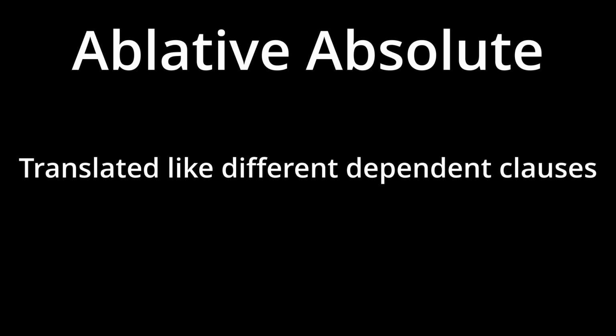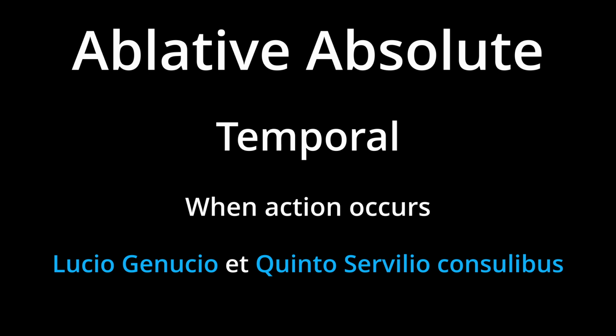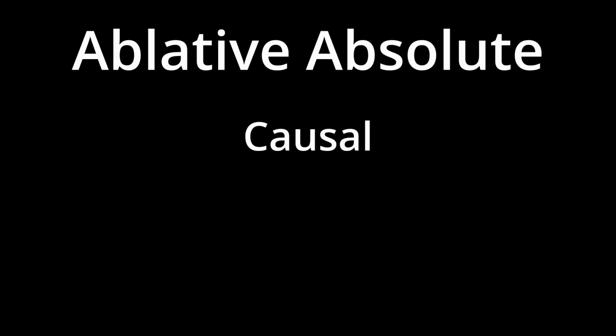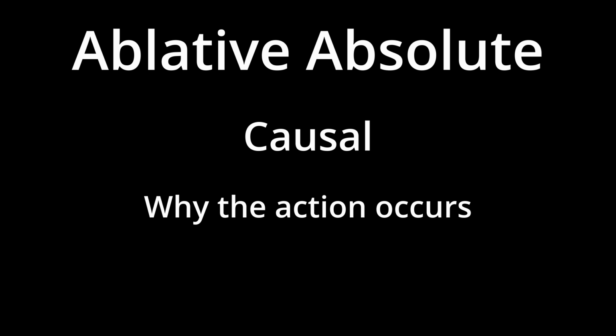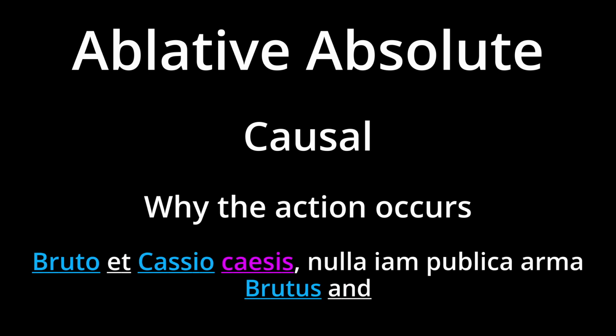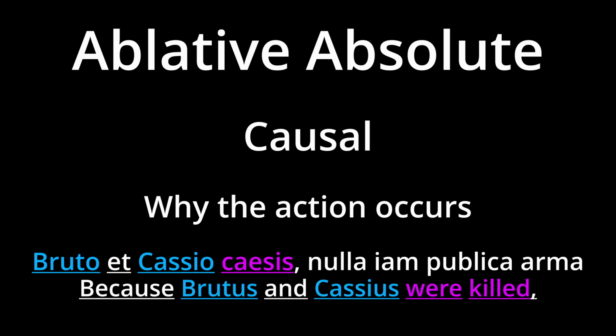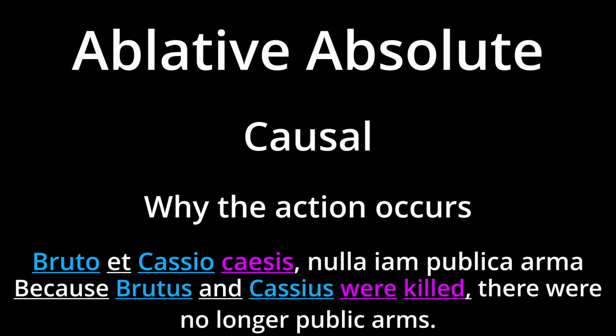Ablative absolutes can serve many purposes and are translated kind of like one of many dependent clauses. One is temporal, so when the action occurs, like with this clause right here. The action is occurring while these two are consuls, or during their consulship, you could also say. Another is causal, or why the action is occurring, like with the sentence Bruto et Cassio caesis, nulla iam publica arma. Brutus and Cassius having been killed, or if you want to make it more obvious as causal, because Brutus and Cassius were killed, there were no longer public arms.